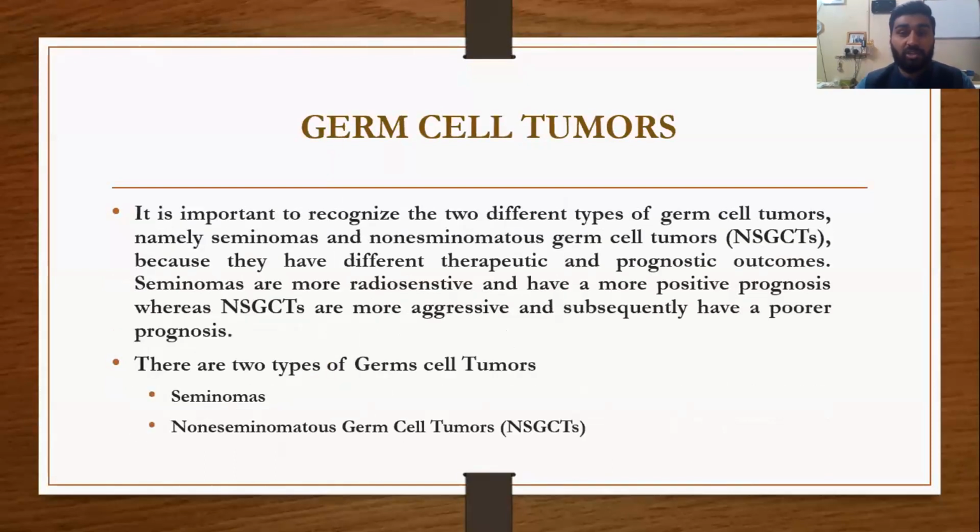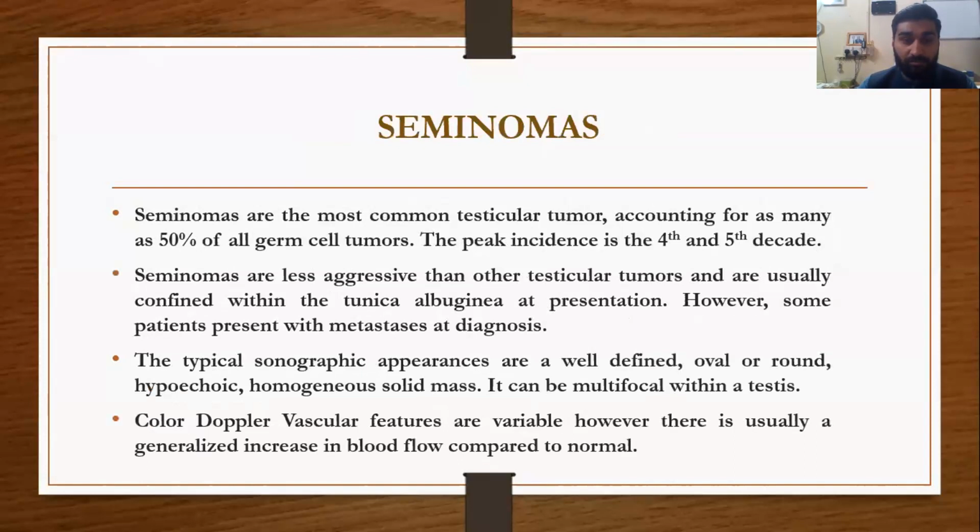So, the germ cell tumors. It's important to recognize the two different types of germ cell tumors, namely seminomas and non-seminomatous germ cell tumors, because they have different therapeutic and prognostic outcomes. Seminomas are more radiosensitive and have a more positive prognosis, whereas non-seminomatous germ cell tumors are more aggressive and subsequently have a poor prognosis.